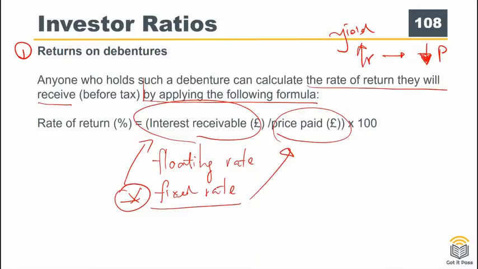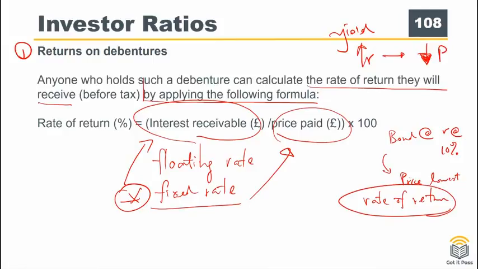So, for example, if you buy the bond at the peak interest rate, say the interest rate is 10% at the peak, it means your price is lower. Then your rate of return is much better than the other investors', because you buy at the lowest price for that bond or debenture. So this is the formula to get the rate of return for the debenture.